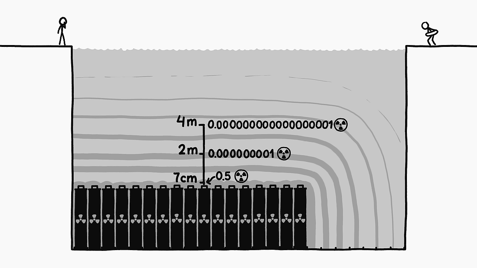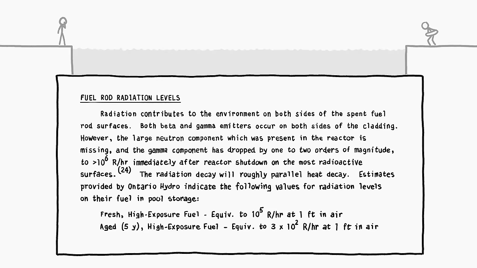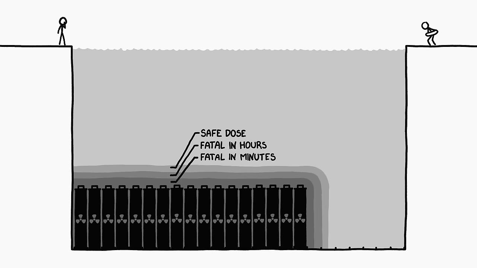The most highly radioactive fuel rods are those that are recently removed from a reactor. Based on the activity levels provided by Ontario Hydro in a report, these are the regions of danger and safety for fresh fuel rods. Swimming to the bottom, touching your elbows to a fresh fuel canister, and then immediately swimming back up could be enough to kill you. Yet outside the safe dose boundary, you could swim around as long as you wanted.